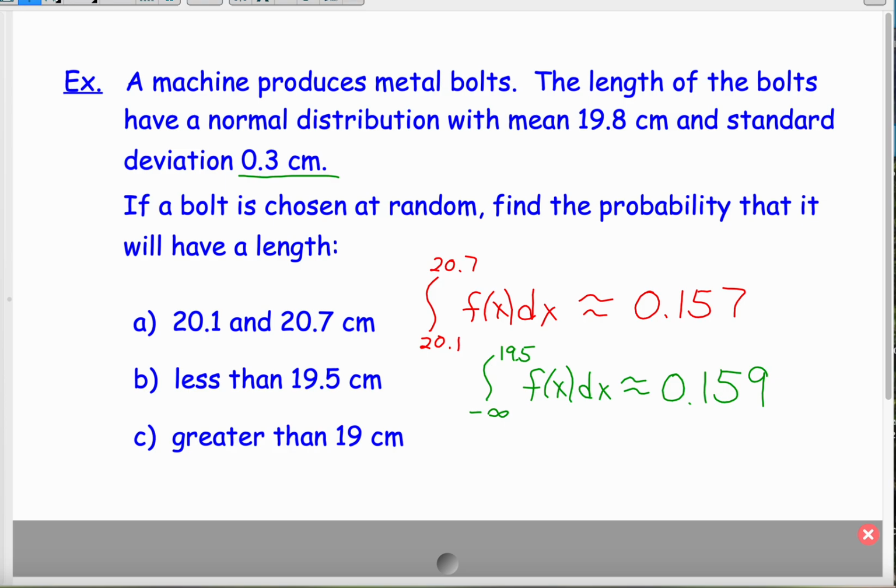You don't have to worry about typing in a gigantic number. Just figure out what your mean is, and then what the standard deviation is. And then if you go more than 3 standard deviations left or right, you should be okay.